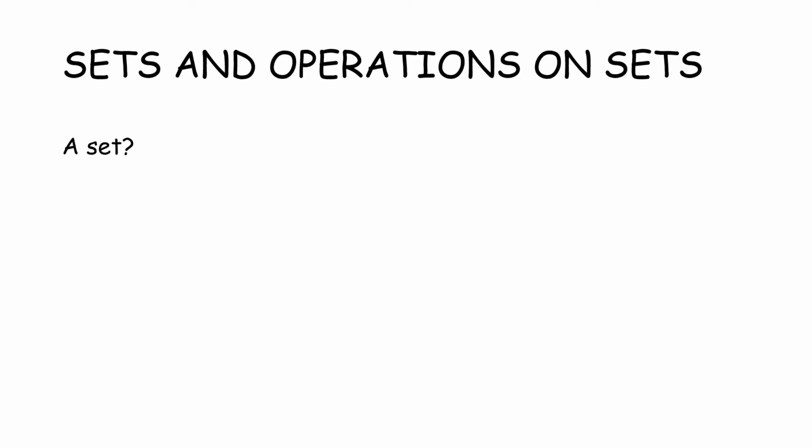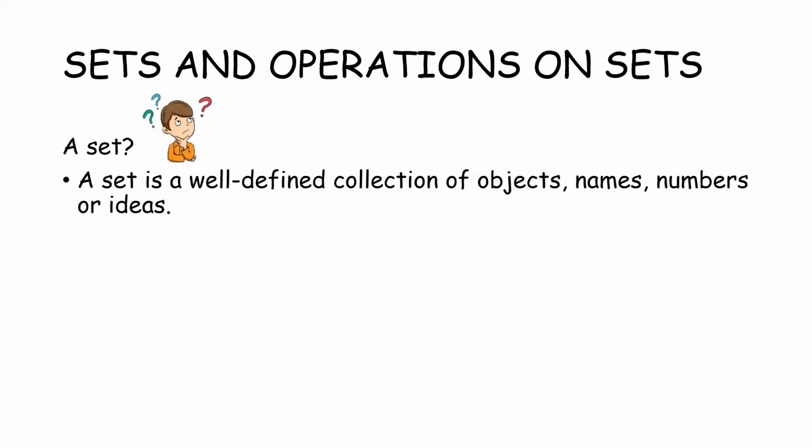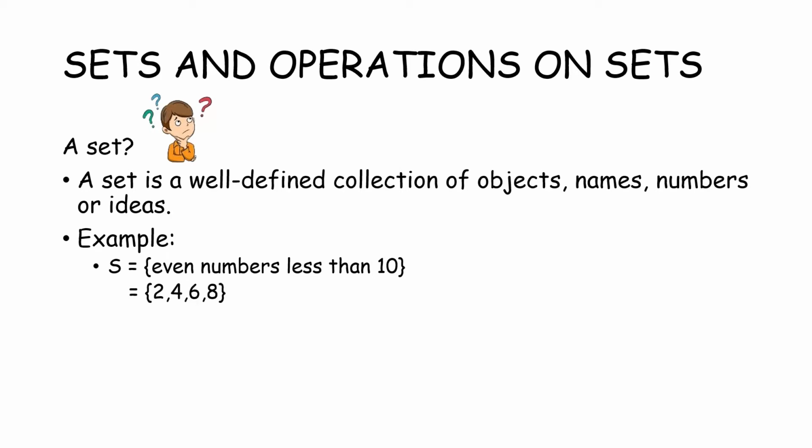So today's lecture is part 1 of a 2-part series on sets. So first of all, what is a set? A set can be described as a well-defined collection of objects, names, numbers, or ideas. The term well-defined simply means that you can readily tell whether or not something is part of the set. So for example, the set S is equal to even numbers less than 10. That means that the set S is equal to the numbers 2, 4, 6, and 8.